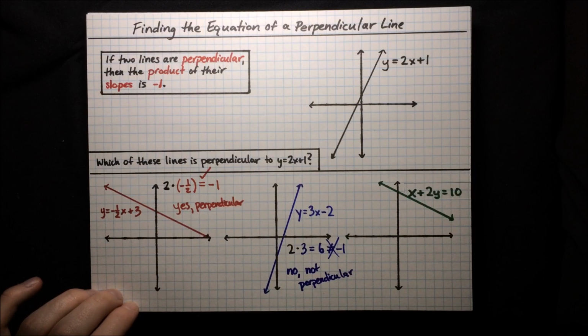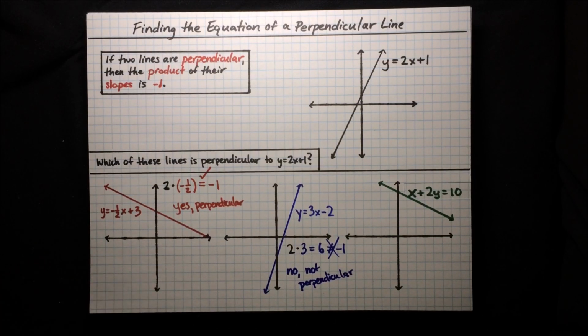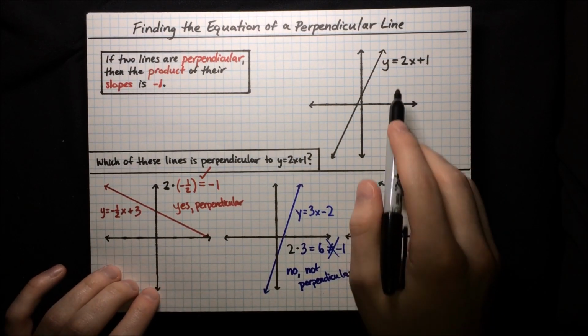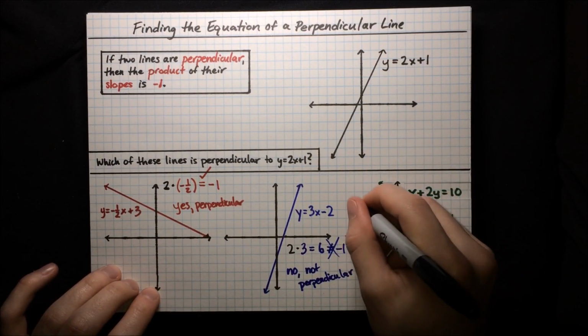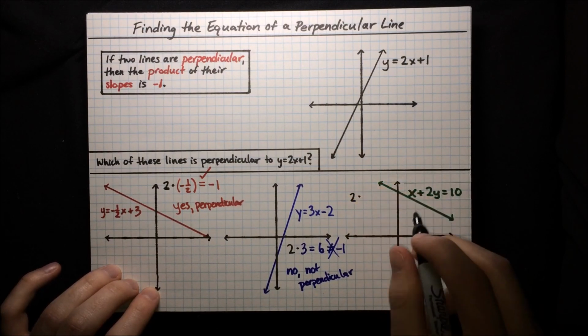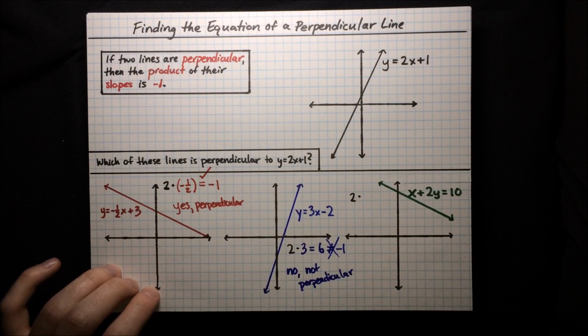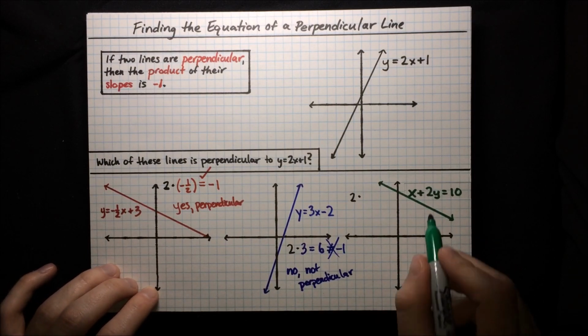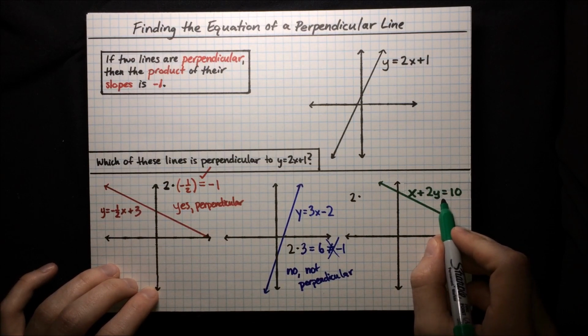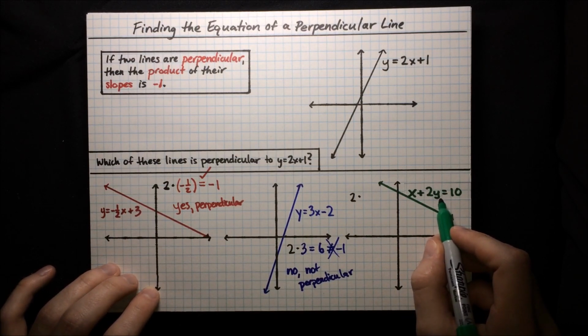Okay, now our last example is a little bit tougher. So still we want to take that slope of 2, and multiply it by the slope of this line. But what is the slope of this line? We're going to have to do a little bit of work to figure that out. So why don't we take this equation and rearrange it into slope-intercept form.